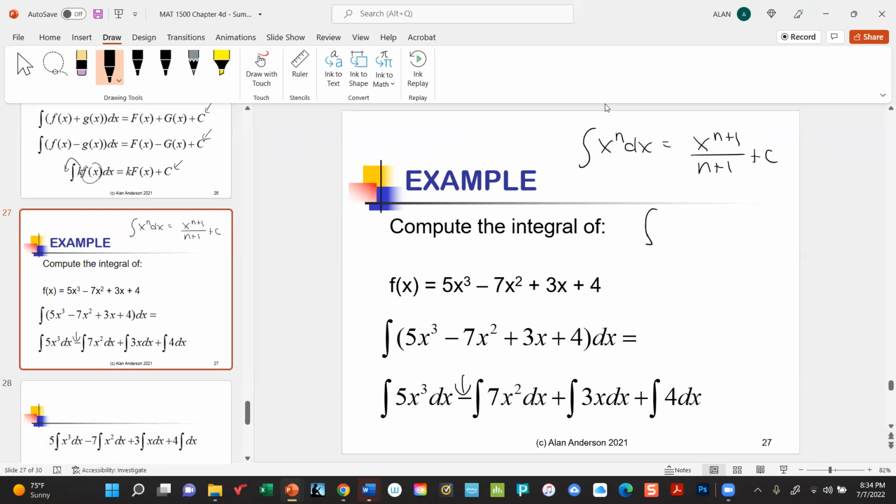And in the last case, we can use this rule. Okay, so let's do that.